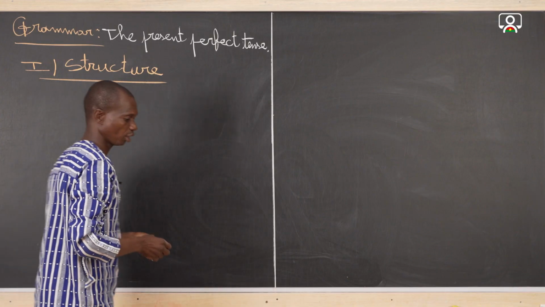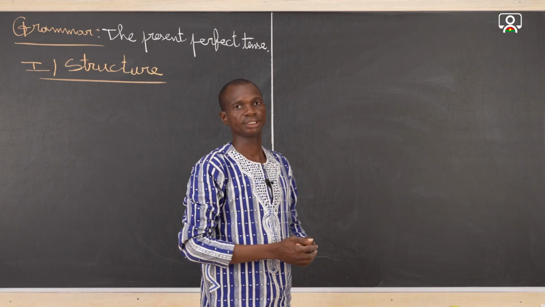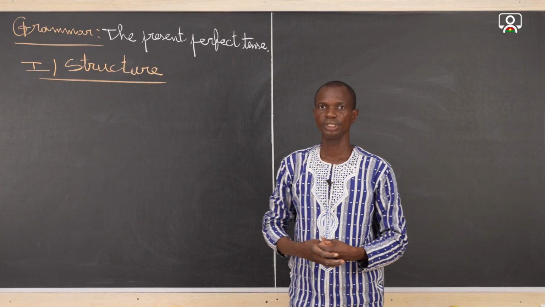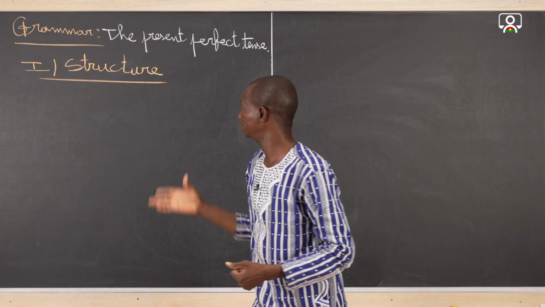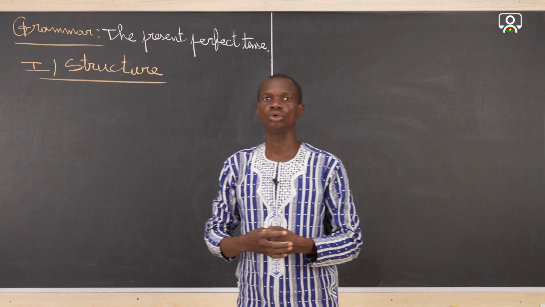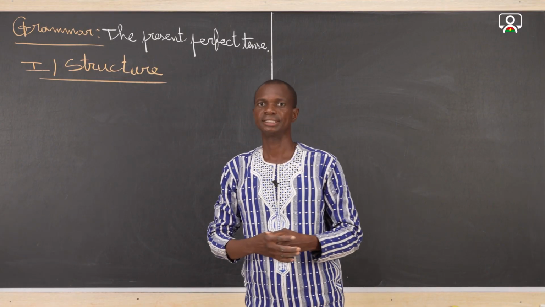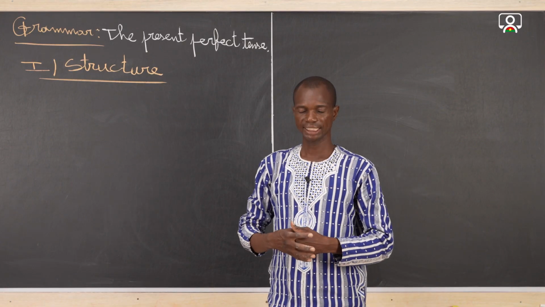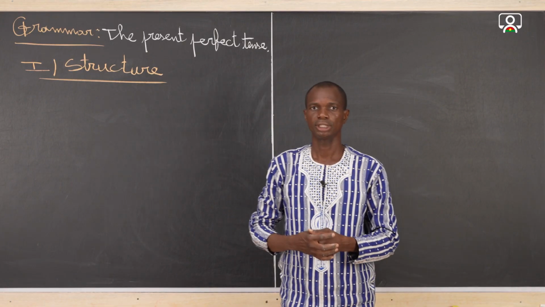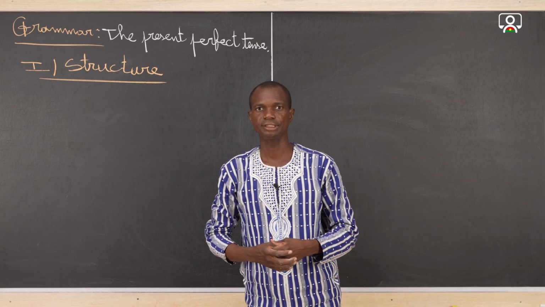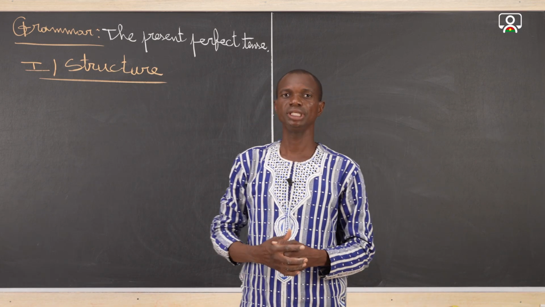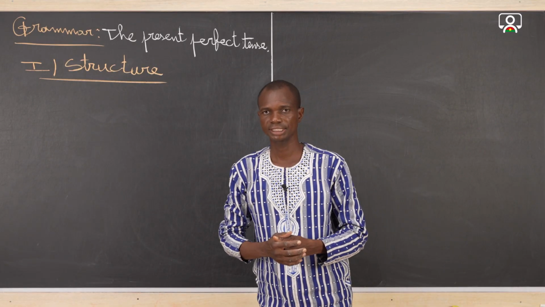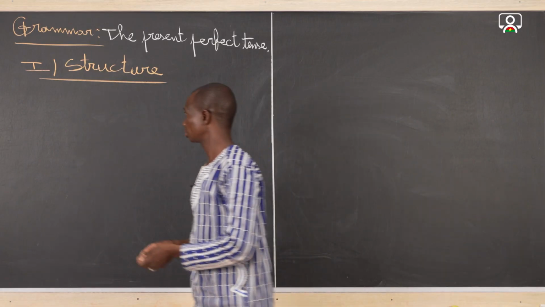Okay, talking about the structure here, as with many other tenses, we will divide the structure into 4 parts. The first point will be the affirmative, the second, negative, number 3, interrogative, and the last one will be the interrogative form. Okay, let's deal first with the affirmative.